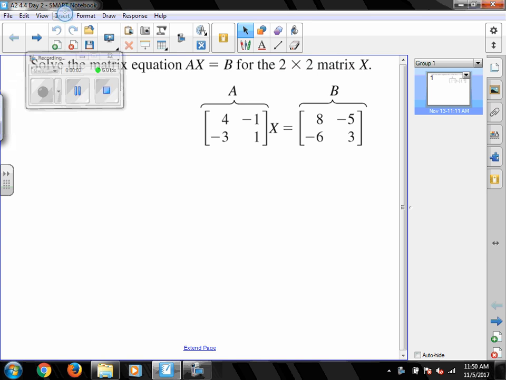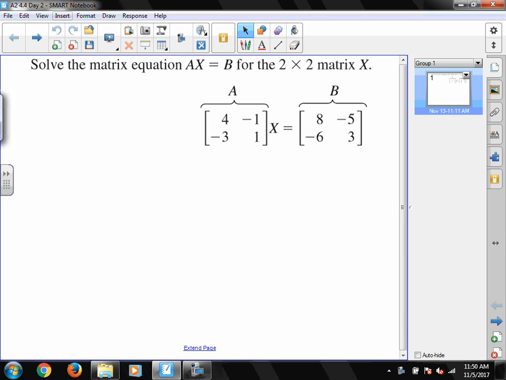Welcome back, everybody. We're staying in 4.4 today. So yesterday, or in the last video, we talked about the inverse matrix. And today what we're going to do is look at solving matrix equations.